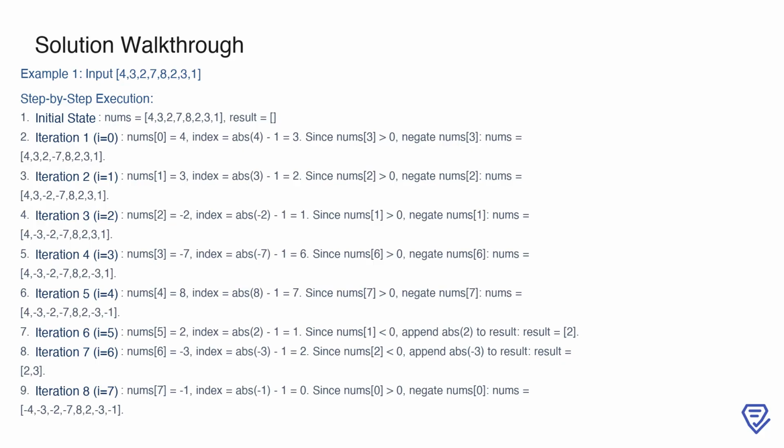Starting with the input 4, 3, 2, 7, 8, 2, 3, 1 and an empty result list, we iterate through the array. For each number, we calculate its index by taking the absolute value of the number and subtracting 1. In the first iteration, the number is 4, so the index is 3. Since nums[3] is positive, we mark it as visited by negating it, resulting in the array 4, 3, 2, -7, 8, 2, 3, 1.